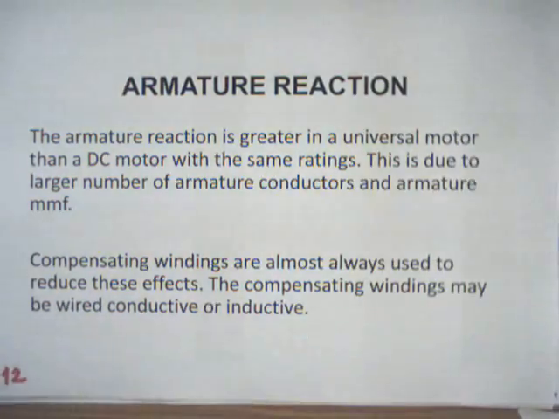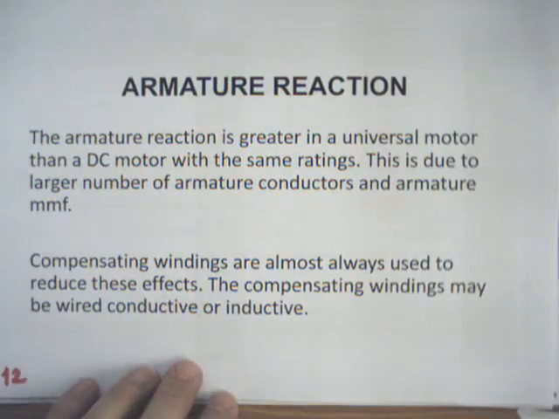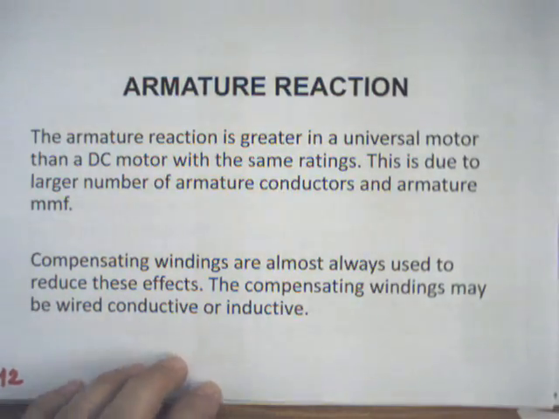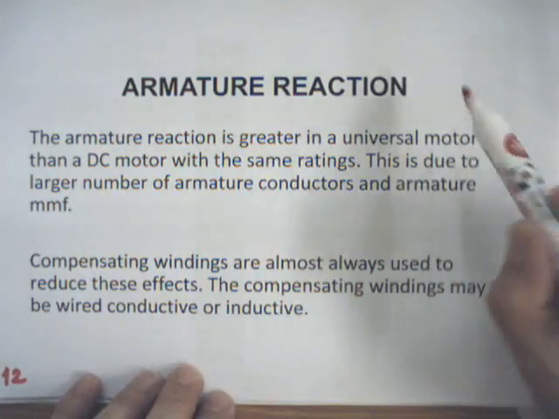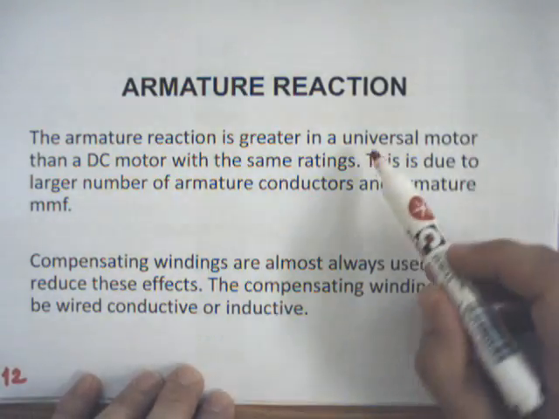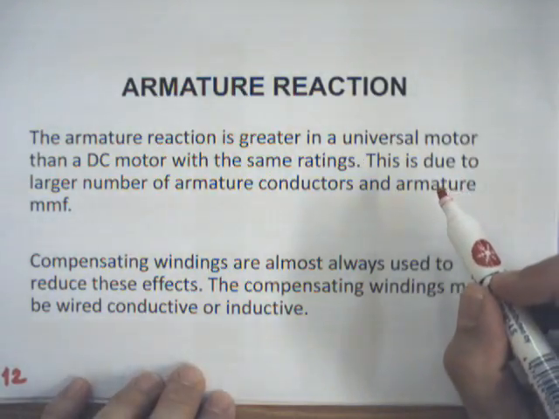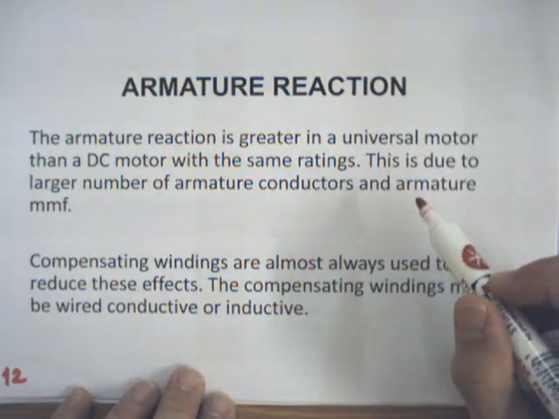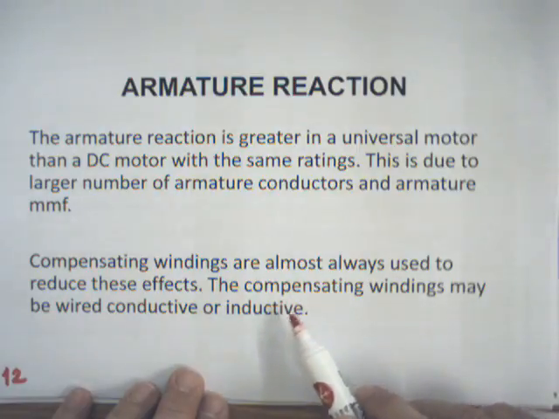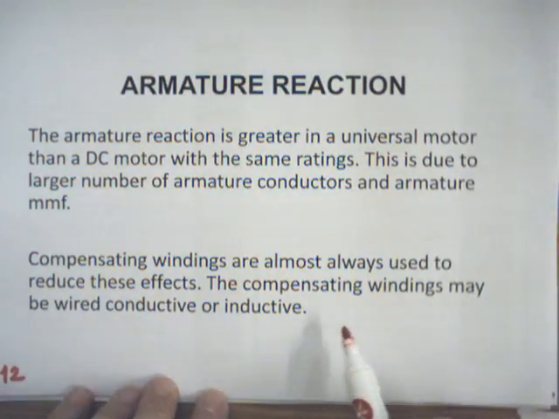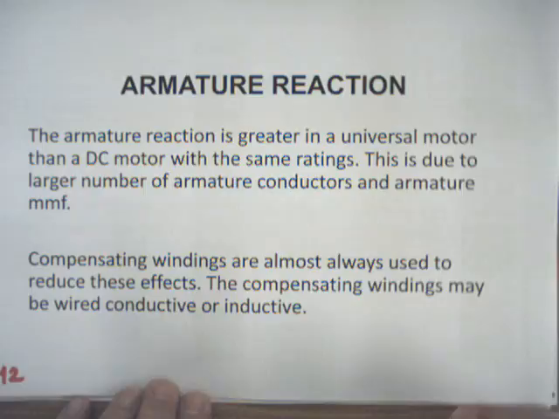In that motor, like in all the machines, we observe armature reaction, so-called. According to the rotor current, there is a reactive rotor magnetic field which distorts the field in the motor. The armature reaction is greater in a universal motor than the DC motor with same ratings. This is due to the large number of armature conductors and armature magnetomotive force. Compensating windings are almost always used to reduce the effects. The compensating windings may be wired, conductive or inductive.